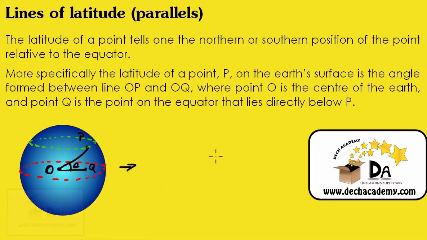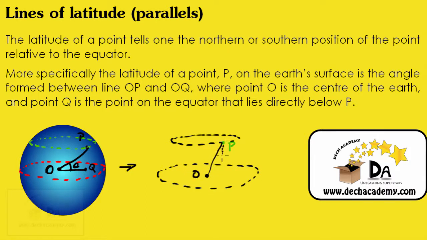So I'm going to show you. This is the latitude that P lies on, and this is the equator. Say we have point P somewhere here, point O at the center here, and this is a line there, and then there's a point directly below P. I'm calling that point Q.